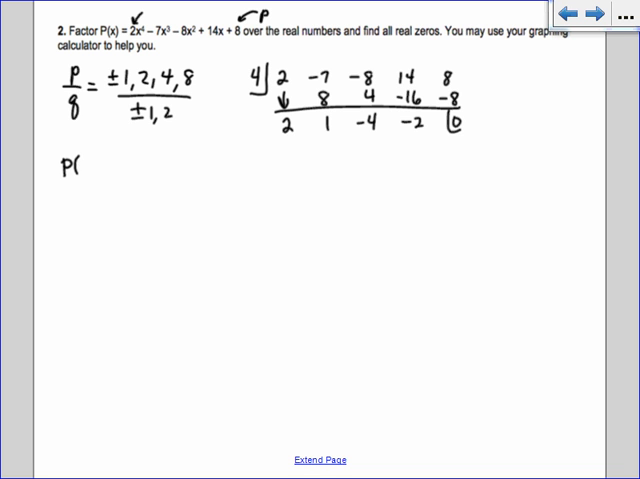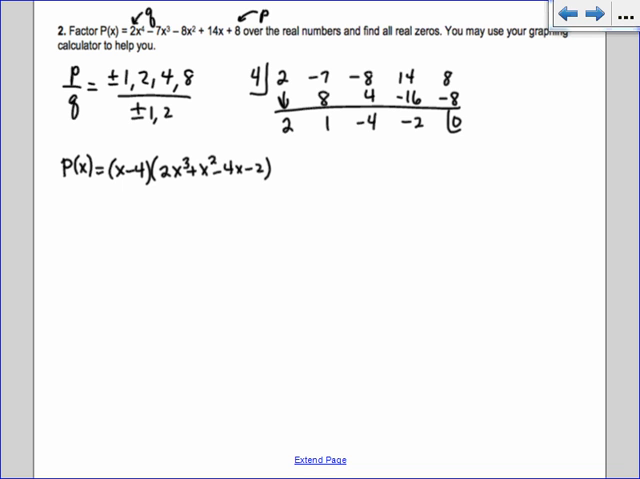So the whole point of doing this is we've now factored into x minus 4. And if we started out with something that was x to the 4th, it's now going to be x cubed. So we're going to have 2x cubed plus x squared minus 4x minus 2. All right, we want to go more.